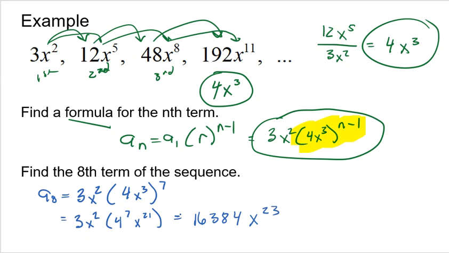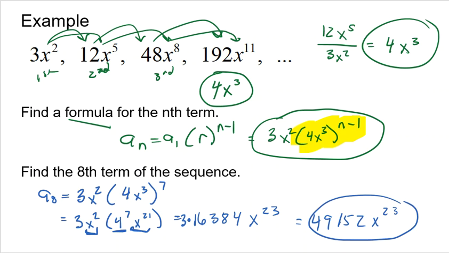Now, I got one more little thing to do. I forgot the 3 is still sitting here, right? So 4 to the 7th was the 16,384. x to the 21st and x squared is a total of 23 x's, so x to the 23rd. So the only thing left for me to do is multiply the 4 to the 7th, the 16,384, by 3. So I get a final answer of 49,152 x to the 23rd.